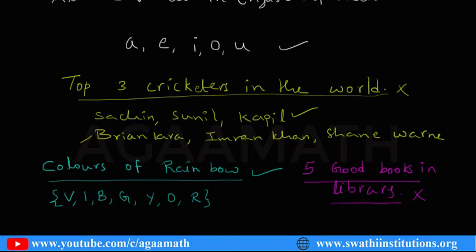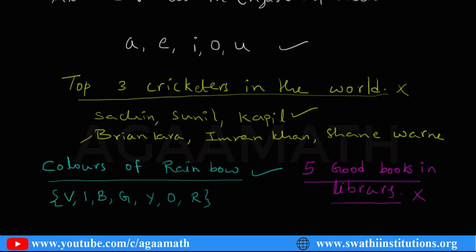Right? What is the capital city of India? Delhi. So if we go through like this with different examples, we will know what exactly a set is. Set means very simple now. No need to get confused. It is a collection of the objects or the things.